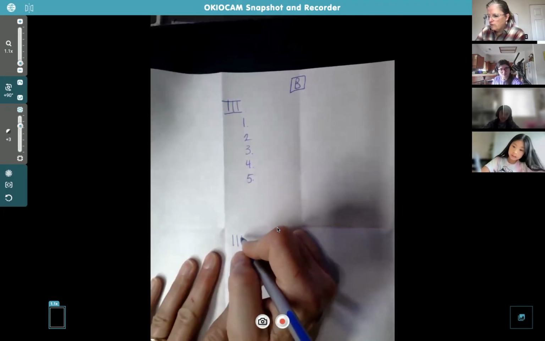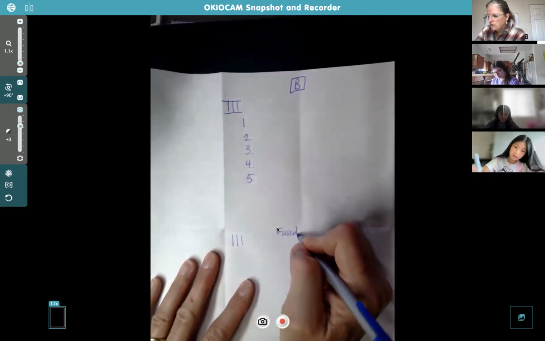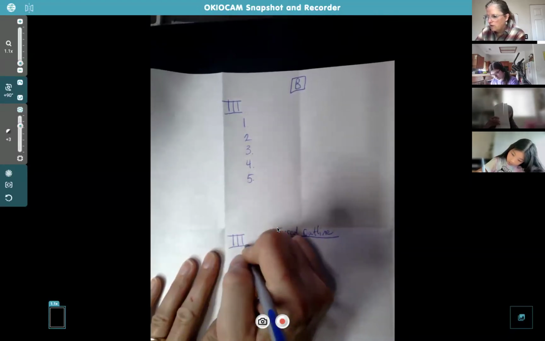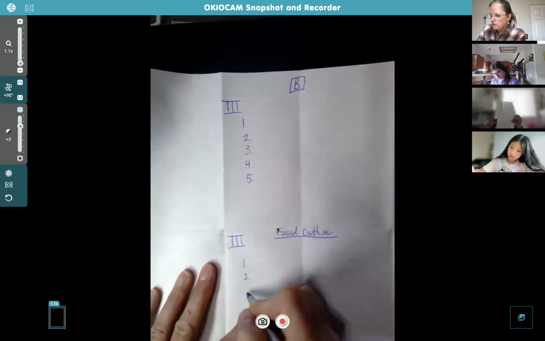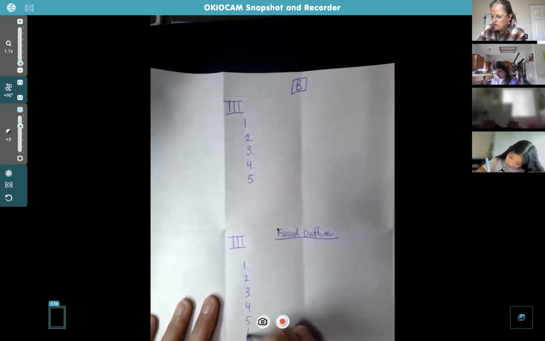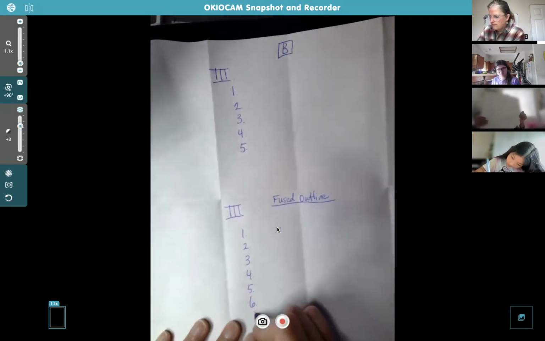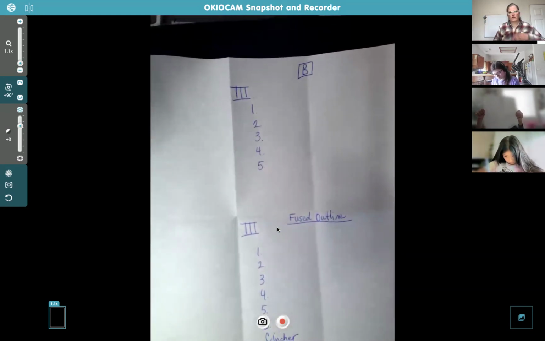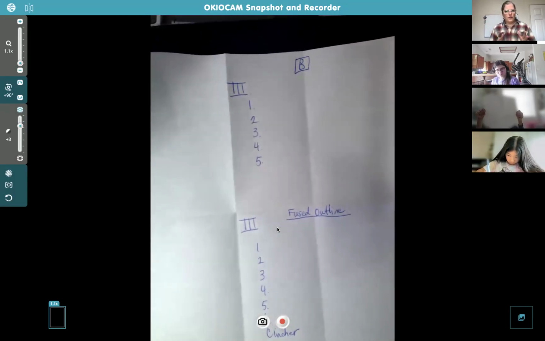And then Roman numeral, oops, this is fused outline. Roman numeral 3, and then 1, 2, all the way to 6. Okay, good. So your goal this week is to finish your paper on your country. You already did your first paragraph, and now we're setting up to do your next 2 paragraphs. So you're going to end up with 3 paragraphs altogether about your country.